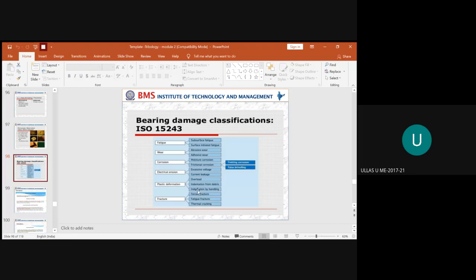In handling a component while revolving or doing any work, this huge amount of plastic deformation cannot occur unless it is dropped from a large height. Okay, so these things you have to be careful about.